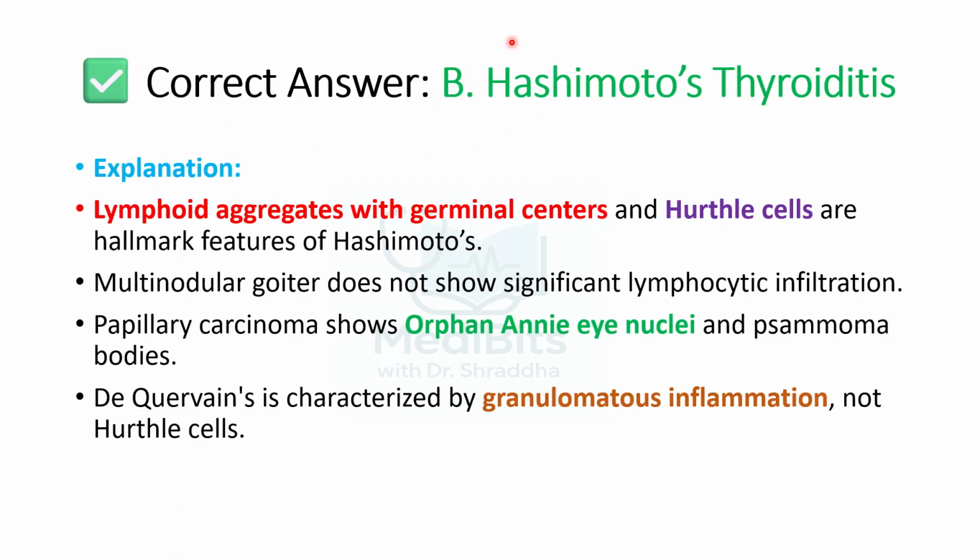So the correct answer is B, Hashimoto's thyroiditis. Why? Because lymphoid aggregates with germinal centers and Hurthle cells are hallmark features of Hashimoto's. The remaining options, that is multinodular goiter, doesn't show significant lymphocytic infiltration. Papillary carcinoma of thyroid shows Orphan Annie nuclei and psammoma bodies. De Quervain's is characterized by granulomatous inflammation, not Hurthle cells.